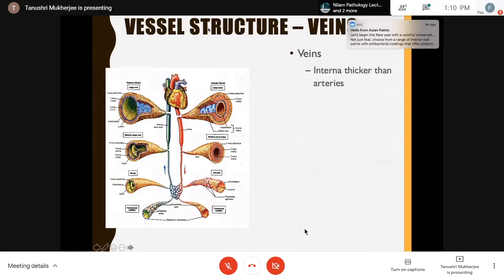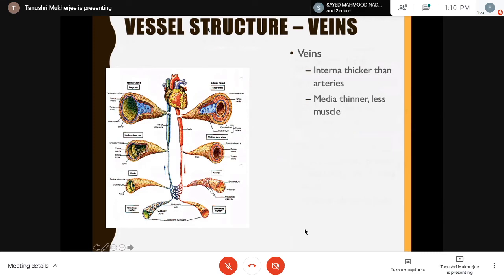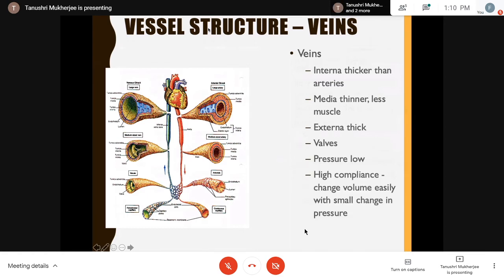Veins: the interna is thicker than in the arteries. Media is thinner, there is less muscle. Externa is thick, there are thin walls, and there is low pressure. So high compliance is there because it changes volume easily with a small change in the pressure.